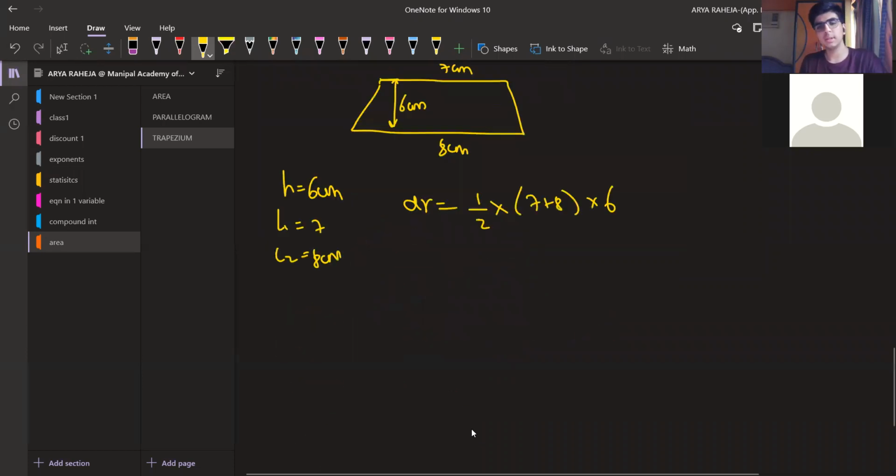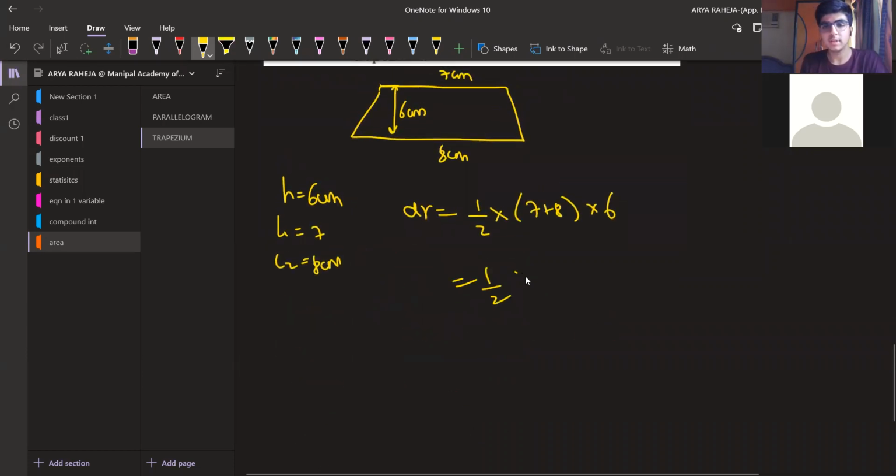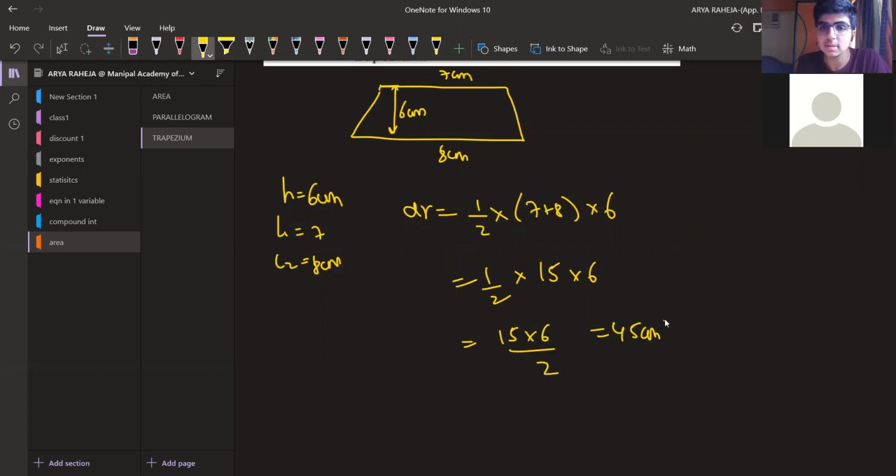Okay, so this was also quite easy. So half into 7 plus 8 is 15, into 6. Now solve this: 15 into 6 is 45. Very good. Correct. So 45 centimeter square. Write this down, and don't forget to write the square, because that is important.